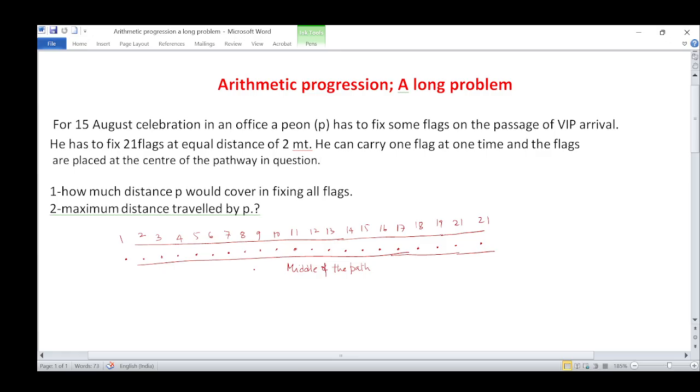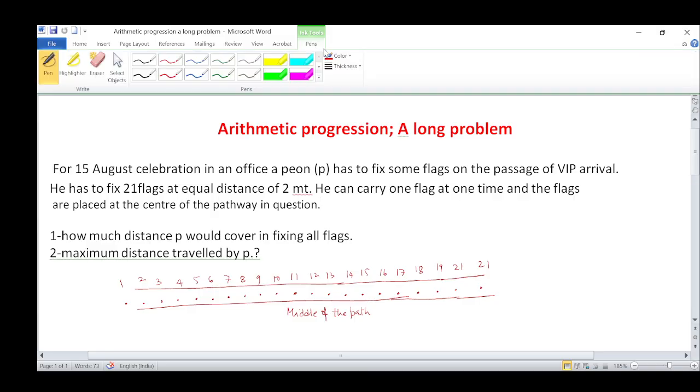I mean this is, if you see to this, let me change the ink color. Okay, so these two have 2 meter distance, this 2 is again 2 meter distance, this 2 is again 2. Every flag is in between, I mean distance between two flag is always a 2 meter. Now all are compiled here. Okay, now what you find?